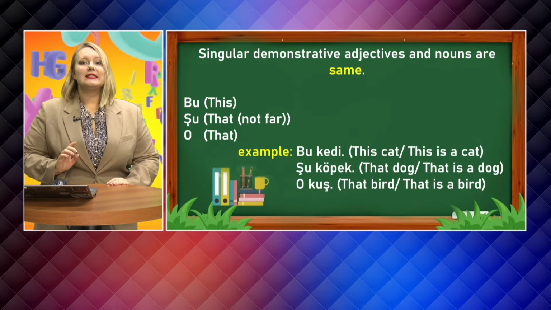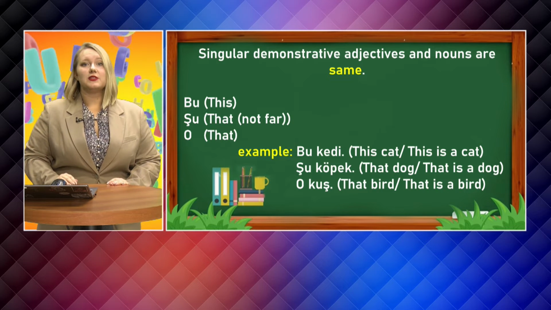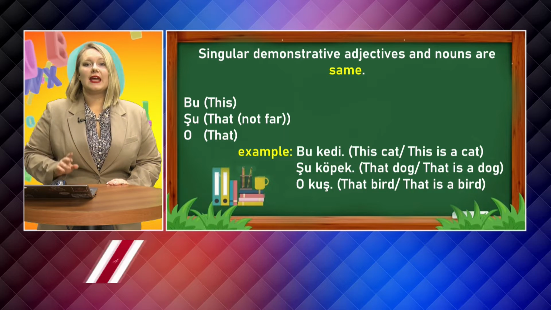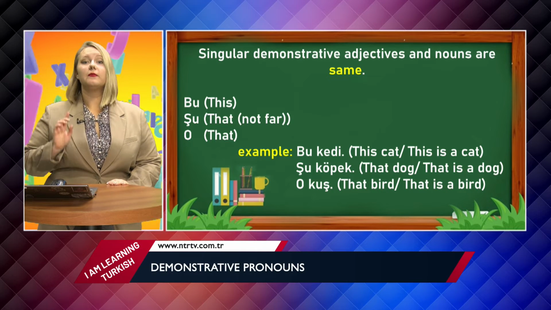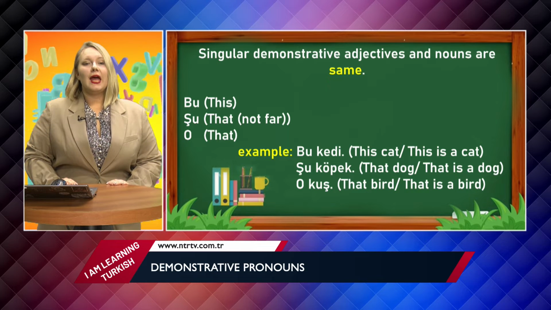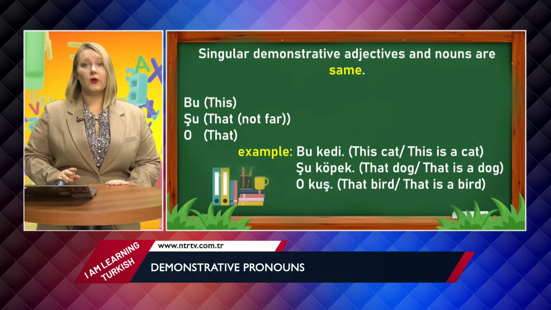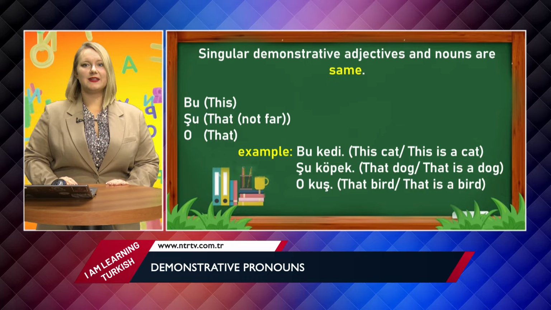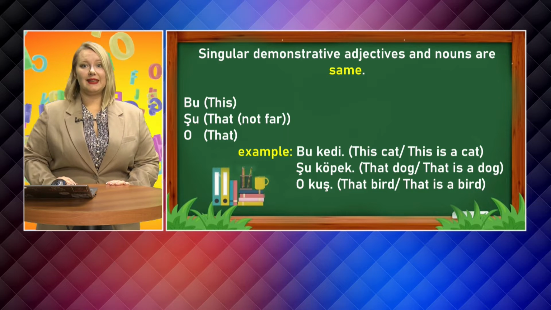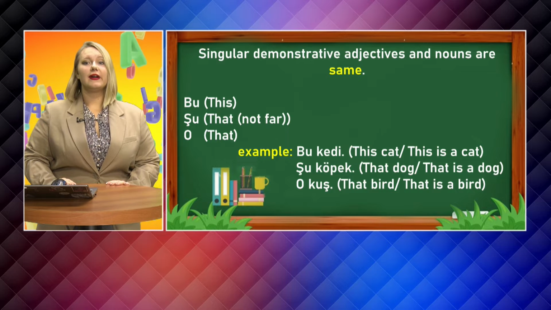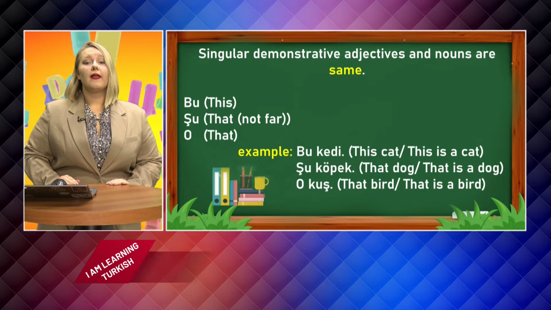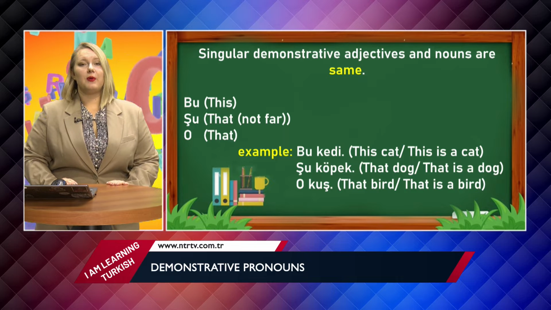Let's start with singular demonstrative adjectives in Turkish. It's good to know that they are the same. We have bu, şu, and o. As an example, bu kedi, this cat, or this is a cat. Şu köpek, that dog, or that is a dog. And o kuş, that bird, and that is a bird.